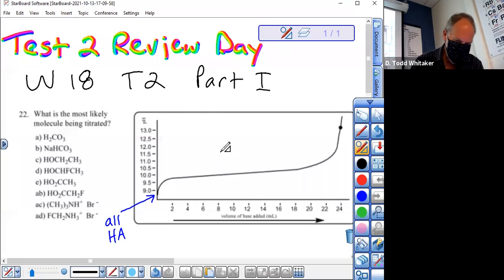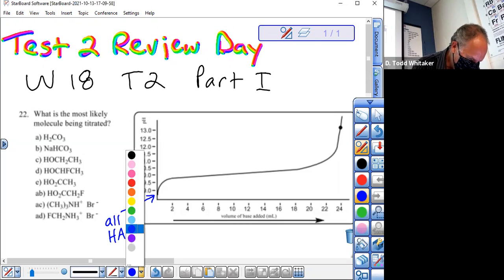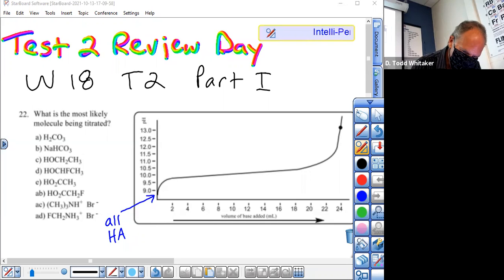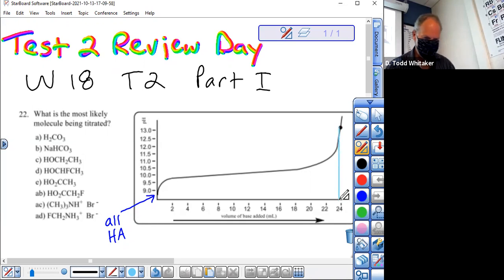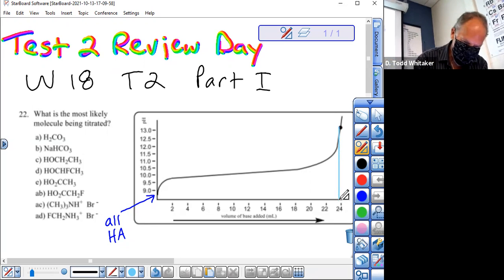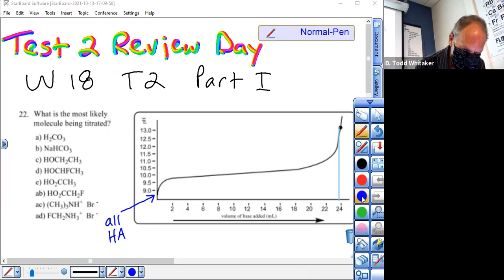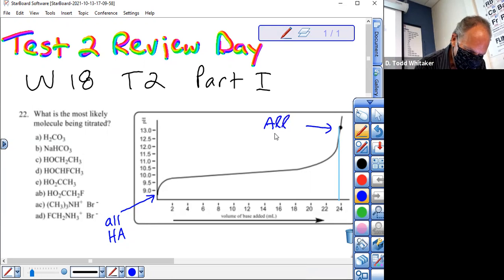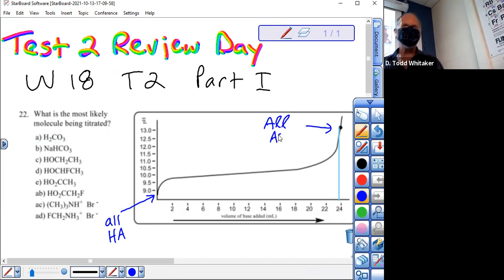Okay. At this point of the titration, we have all HA. I was going to draw a nice line. At this point of the titration, we have all A minus. What's A minus represent? The deprotonated acid, also known as its conjugate base.